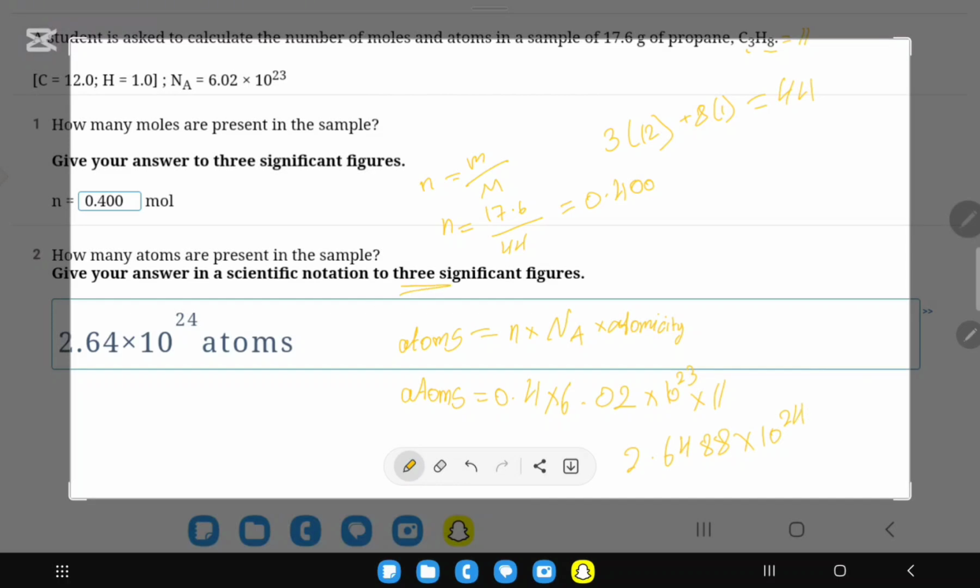Here they wanted 3 significant figures, so you round it up. 2.65 times 10 to the power of 24. Here they put 2.64, they didn't round it, but they also accept 2.65 times 10 to the power of 24.